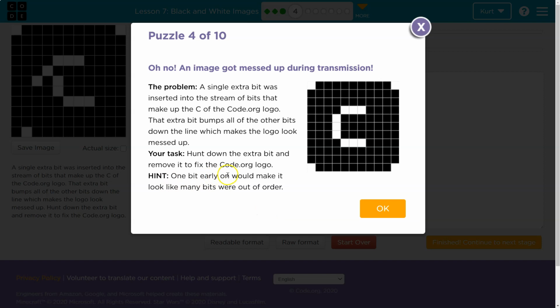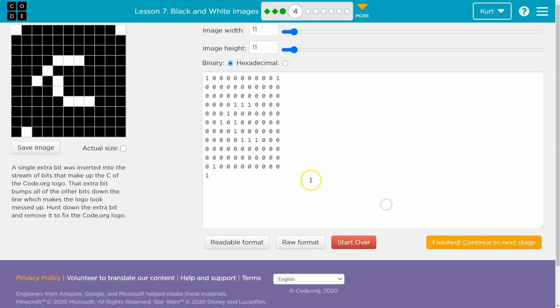Hint: one bit early would make it look like many bits were out of order. That would make sense, right? So up here, notice it looks all right compared to the logo. So that means there's probably not an error way up here, as long as it's matching their logo. They had 1, 2, 3, 4 black squares, yes. So the error is probably going to be after that.